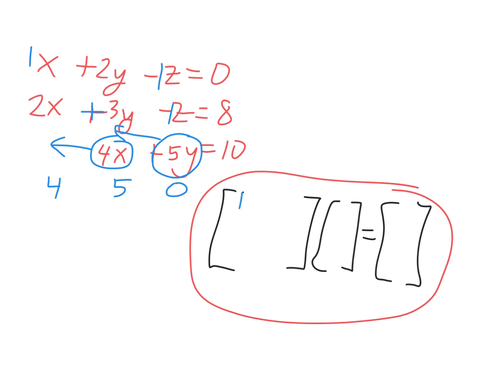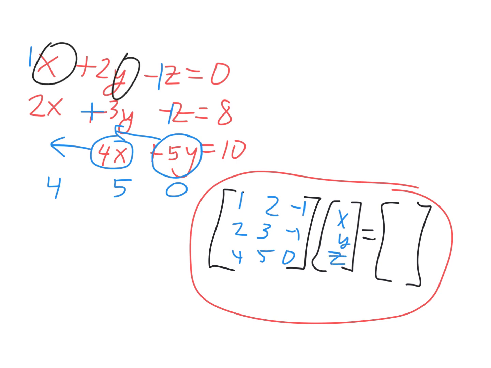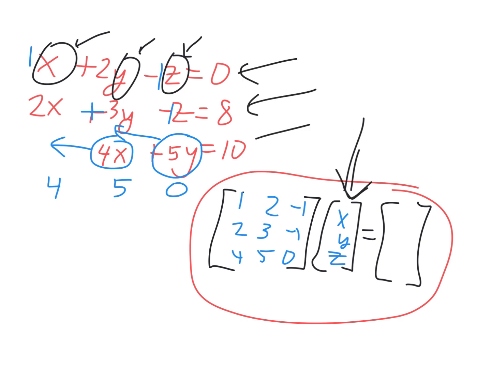So the numbers go 1, 2, -1, 2, 3, -1, 4, 5, 0. And then X, Y, Z. Because of alphabetical? No, because that's the order that we have them in. X, Y, Z is in order alphabetically, so this has to be in order alphabetically. If these had been in a different order, then we would have made this in a different order. Okay, and then the last numbers are as simple as 0, 8, and 10.